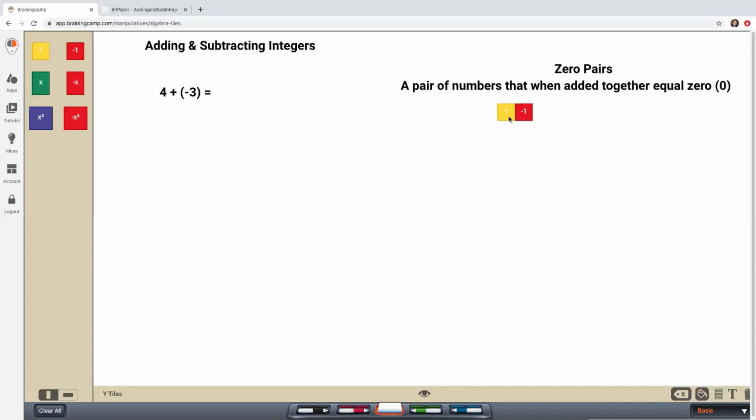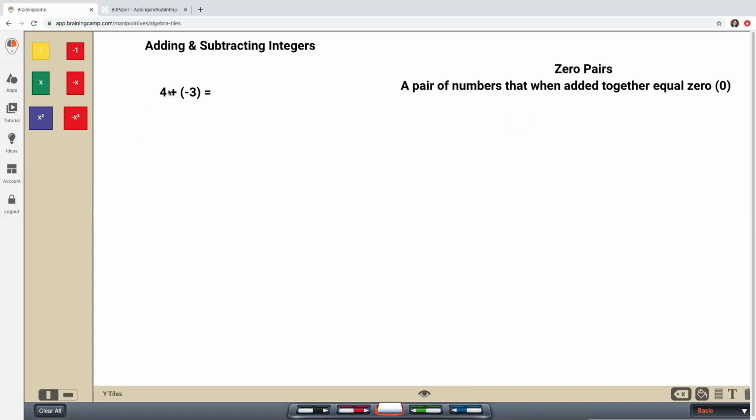A situation that we can model after 1 plus -1 is, let's say you have $1 and then you spend $1 at the store, being your negative dollar, and now you have $0 left, or 0.